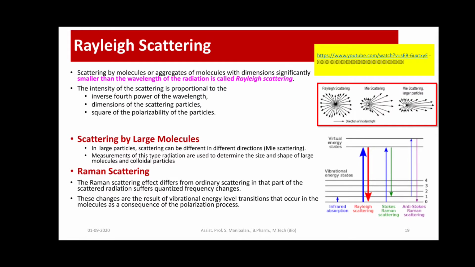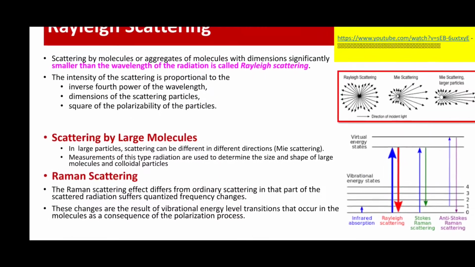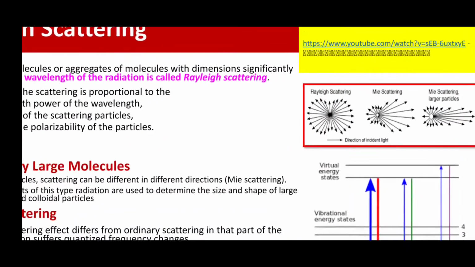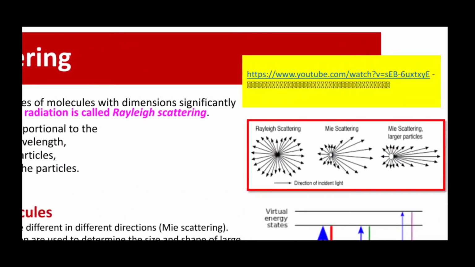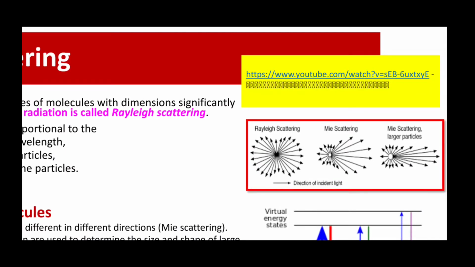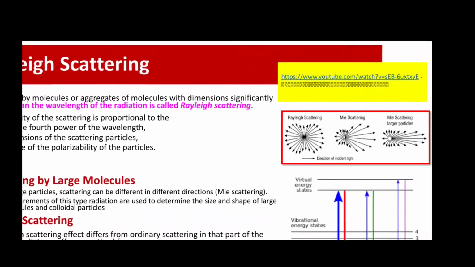Rayleigh scattering is the most important thing. If you want to know the basic principle behind why the sky is blue, and why the sky is red at sunset, dawn and sunrise, I gave a YouTube link that is wonderfully explained by the professor. You can go and see it if you have interest.